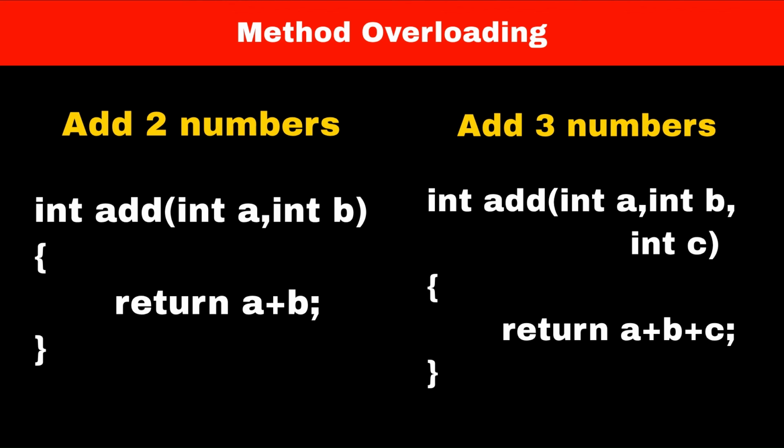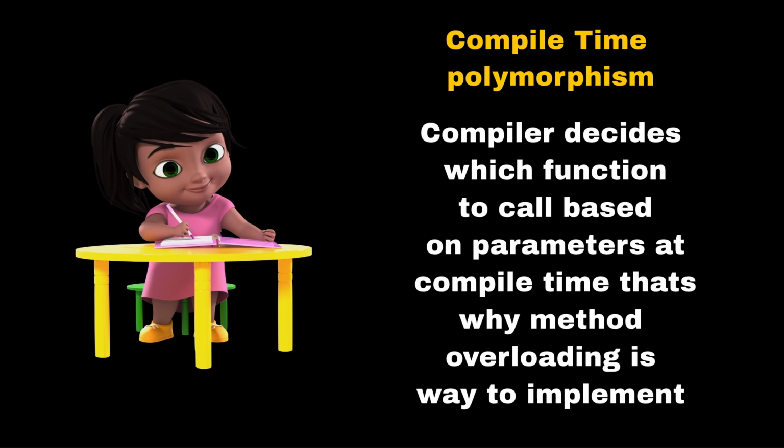Now you can see that we have defined two functions with the same name. This concept is called method overloading, and when you call the overloaded method or function, then the compiler will decide which function to call at compile time. That's why this type of polymorphism is called compile time polymorphism.